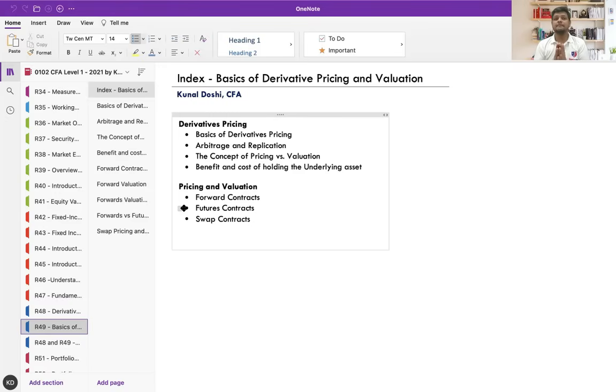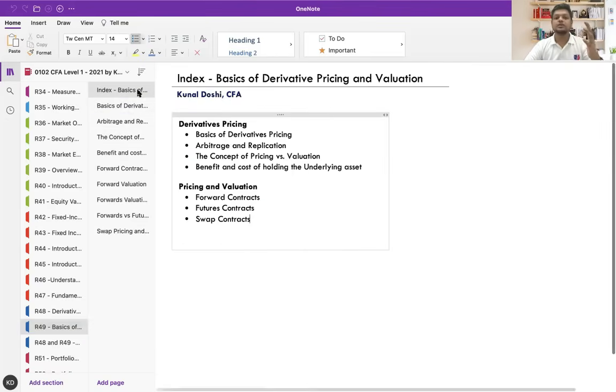So in this topic, we are going to find out the pricing and valuation of which type of derivative instruments, my friends? Only three. Futures, forwards, and swaps. Correct. These are the derivative instruments that we are going to focus on. For options, it's a completely different thing, so we're going to do it separately.